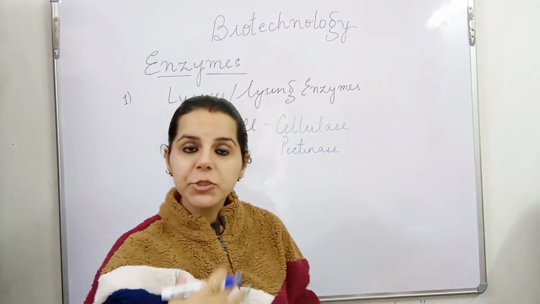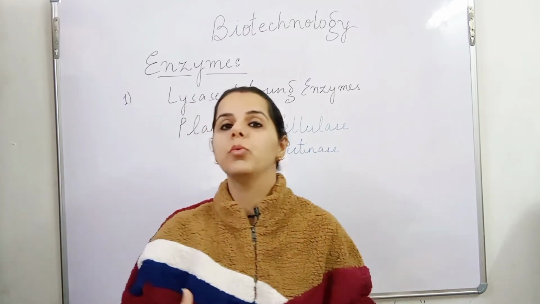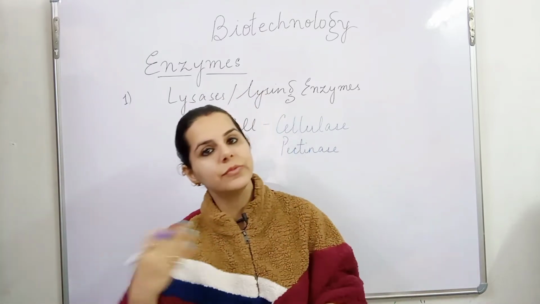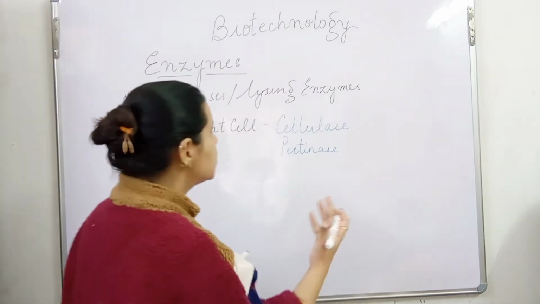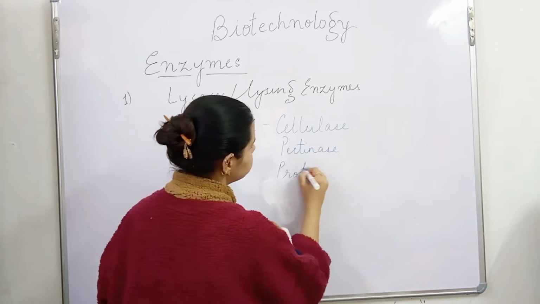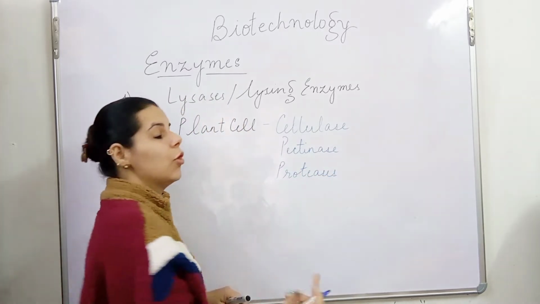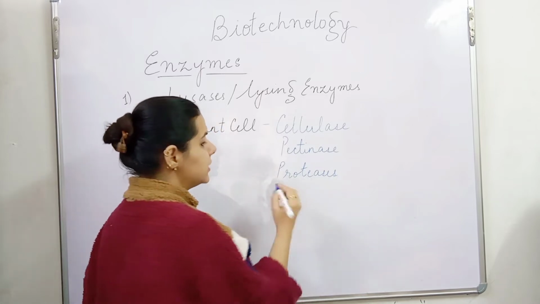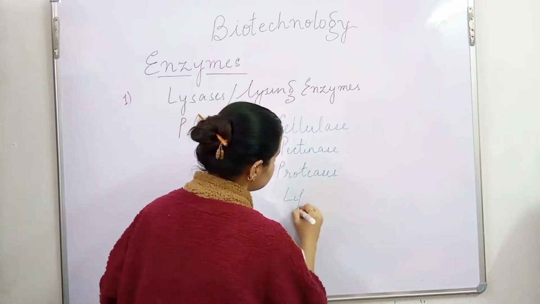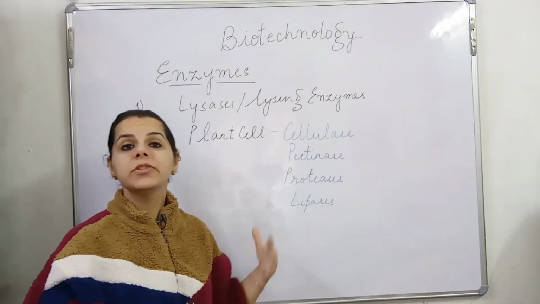Coming on to the next layer, the cell membrane. The cell membrane is again made up of phospholipids and various proteins. To break down the proteins, we would need proteases, and for the breakdown of phospholipids, we need lipases. So this is in the case of a plant cell.